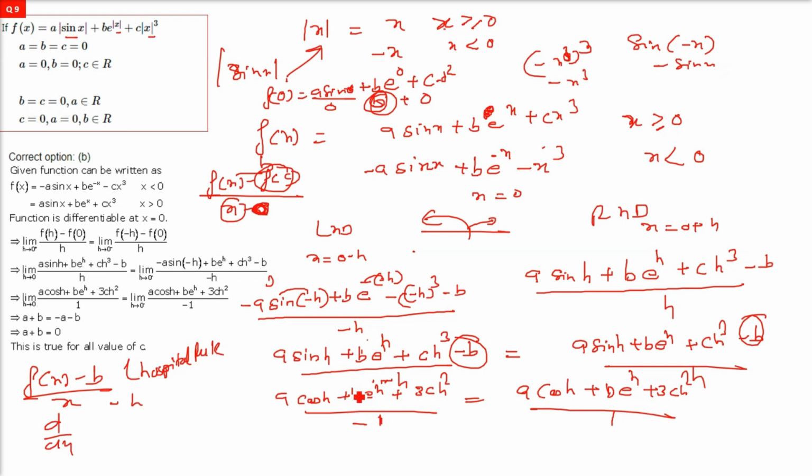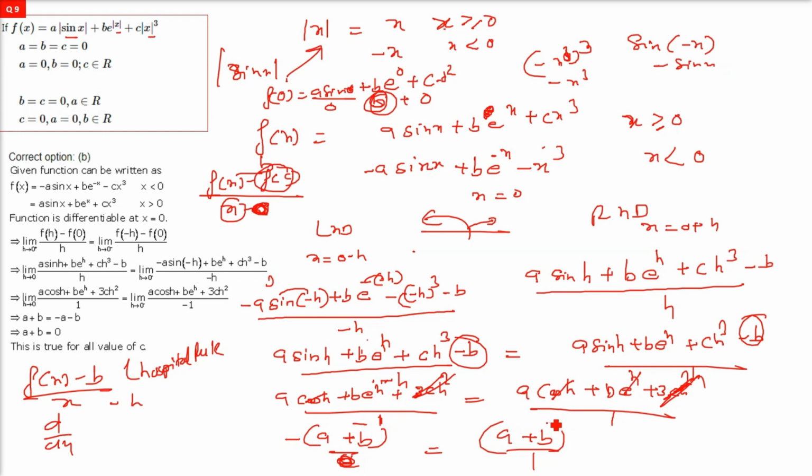Now apply the limit. Cos 0 is going to be 1. So let me write it. a, and then e raised to the power 0 is 1, so you get b. And since we have an h here, this becomes 0. Here also you have a negative 1 in the denominator. 1 in the denominator on the right hand side. Cos 0 is 1, so you get a. And e raised 0, you get b. And the ch square, h is 0, so you can just strike it off. So negative here, you can write it as negative a plus b.